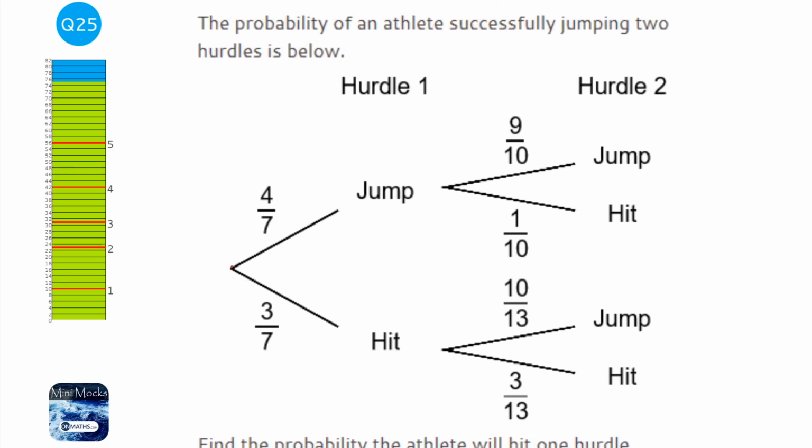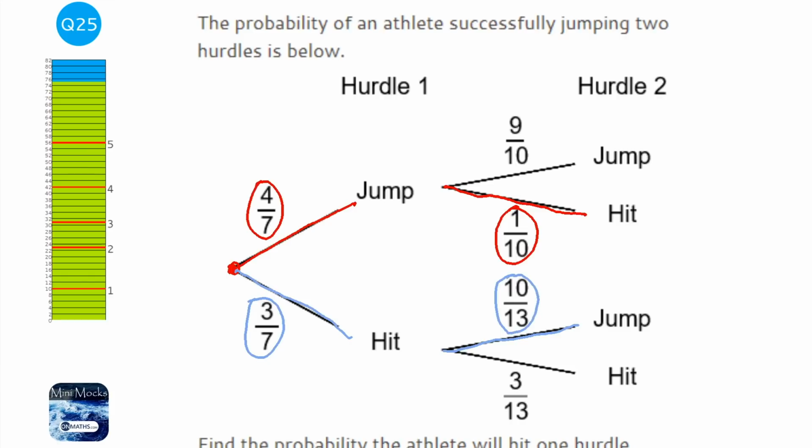Okay, so we start here, and if he jumps the first one, then we're looking at him hitting the second one, because he has to hit a hurdle. So we're looking at him hitting the second one. If, however, he hits the first one, he can't hit the second one, otherwise we'll end up hitting 2 hurdles, and it says he will hit 1 hurdle. So he has to jump the second one. So he's either going to hit the first one or the second one.